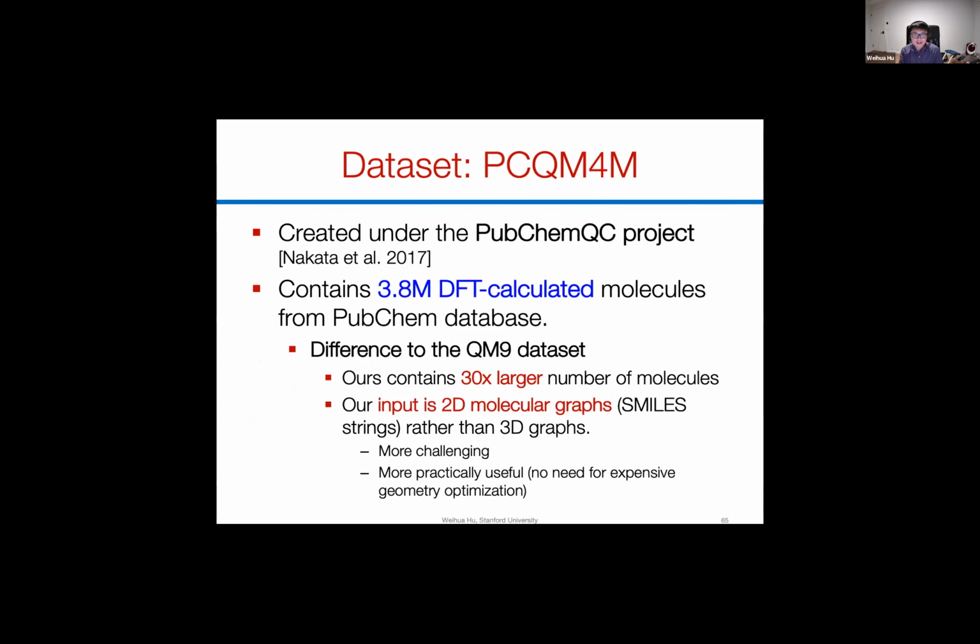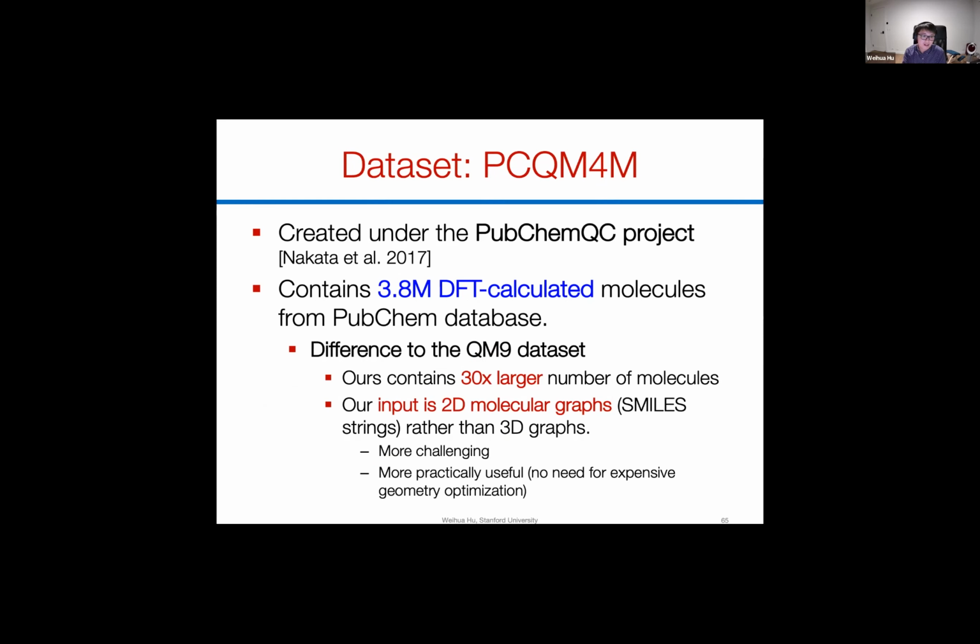And so the dataset we prepared is called PCQM4M. The dataset was originally created under the PubChemQC project by Nakata et al., 2017. And this is one of the largest quantum chemistry molecule datasets. It contains 3.8 million DFT calculated molecules from the PubChem database.